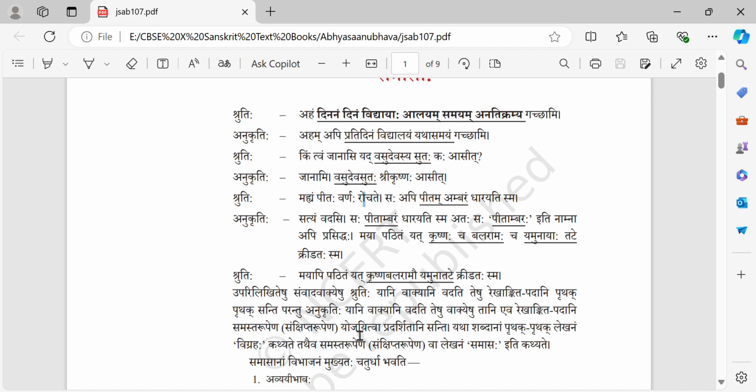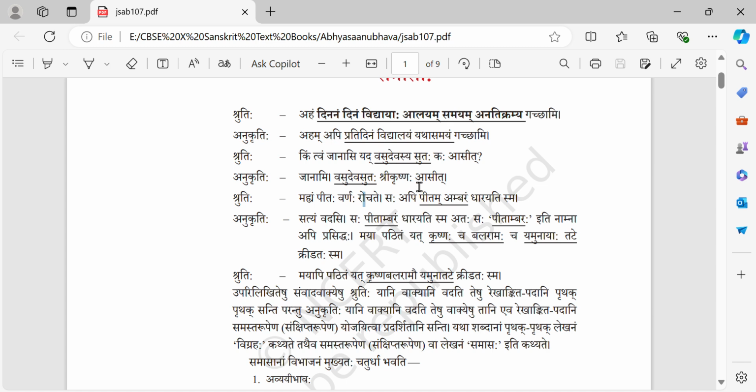So the meaning is, in all the sentences which Shruti says, here Shruti is a name, wherever Shruti says, all the vakyas are split according to vibhaktis. They are called Vigraha Vakyas. And wherever Anukriti says, all the words are combined together and made short.